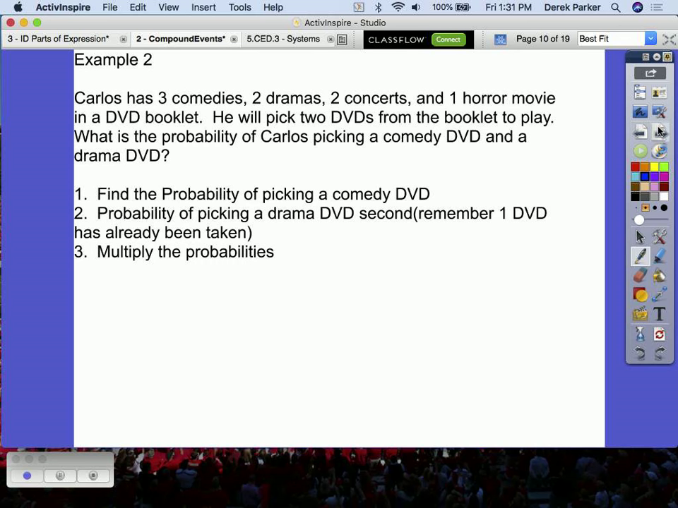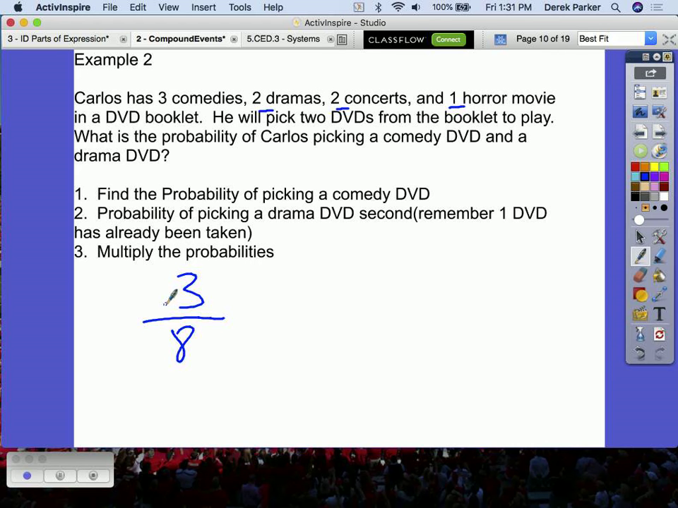Okay, first step. Find the probability of picking a comedy DVD. Well, we have to find our sample space first. 3 comedies plus 2 is 5, plus 2 is 7, plus 1 is 8. So there are 8 different possibilities, and 3 of those being comedy. So the probability of pulling out a comedy DVD is 3/8.